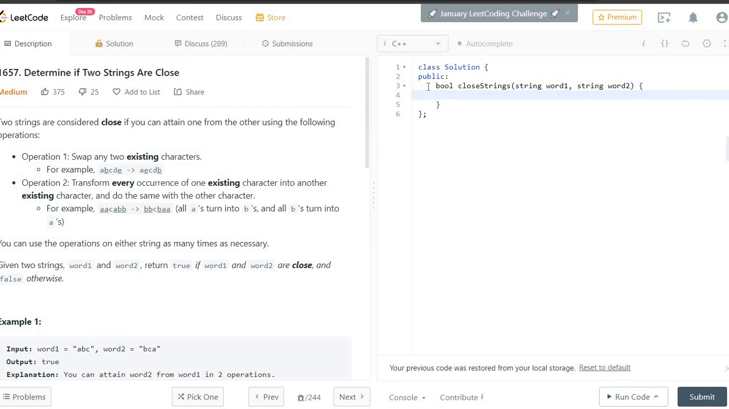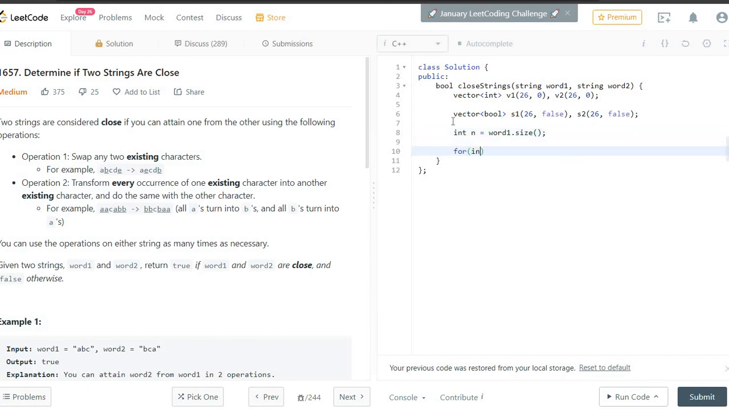Okay, so I'll start by making 4 vectors to hold integers and 2 more vectors for unique characters present in the strings. So the next thing is int n is equal to word1 dot size, that is the size of the string or the word, and then I'll iterate over the word.